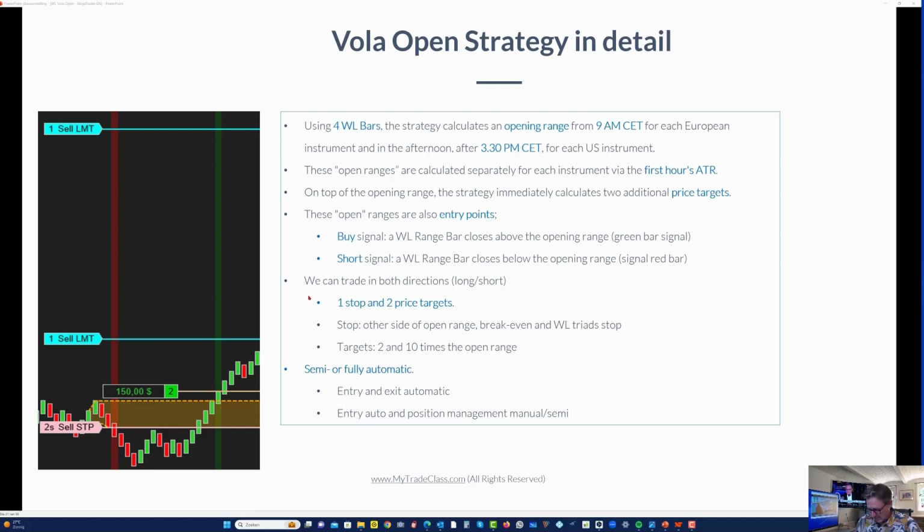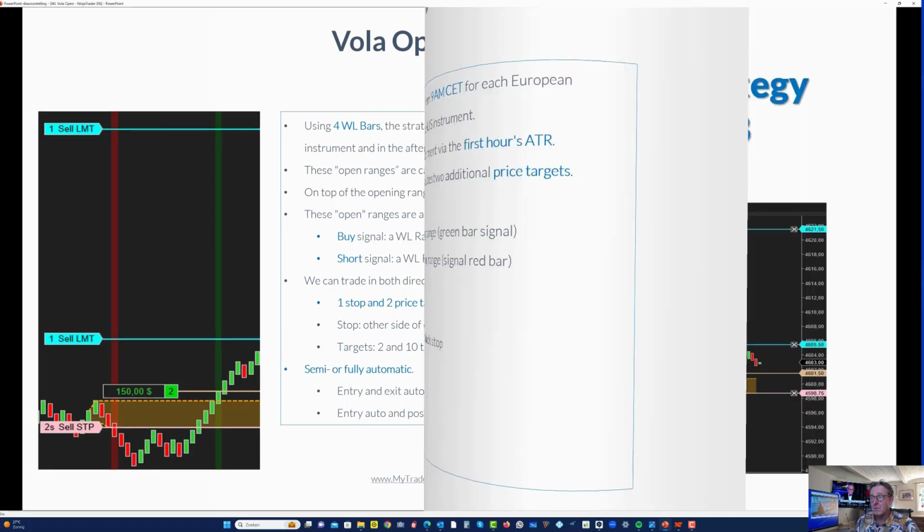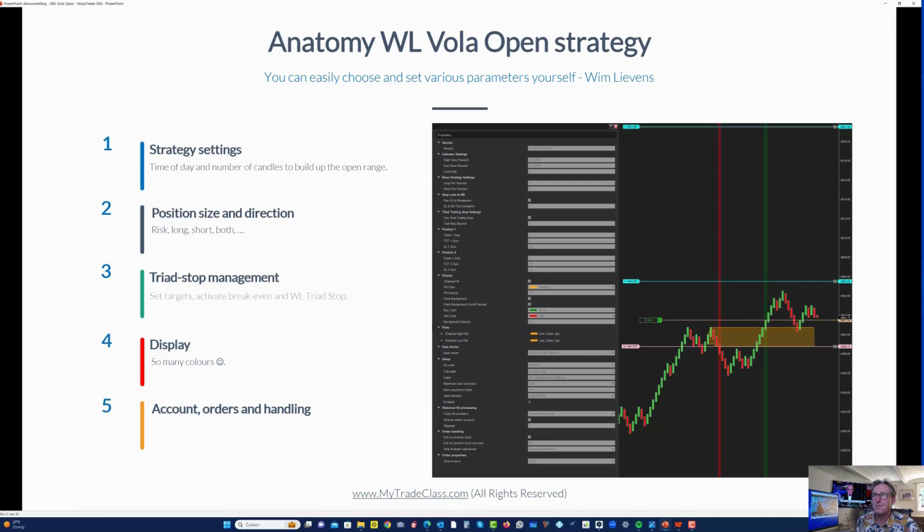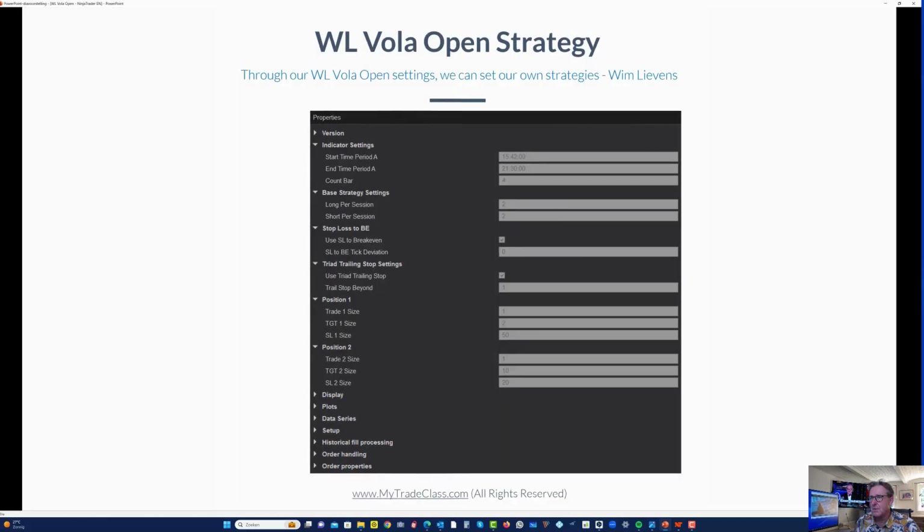So all right, let's see if this is still working. All right, it still goes. Okay, setting parameters. I've taken you through this. Good. Now in a little bit more detail. Here you see there's a starting time and there's an end time. The end time is the moment from which you decide you don't want to trade the open strategy anymore.